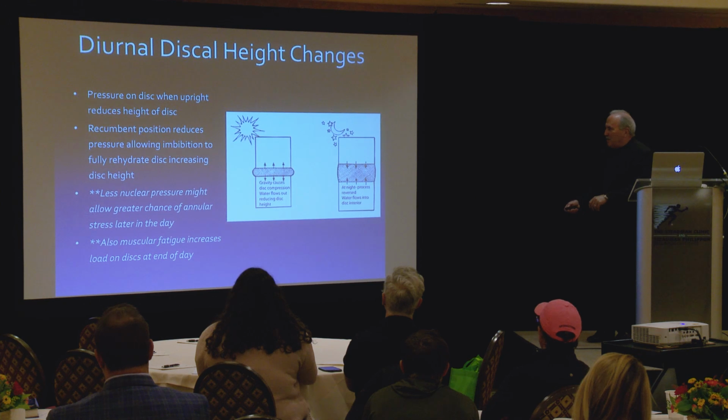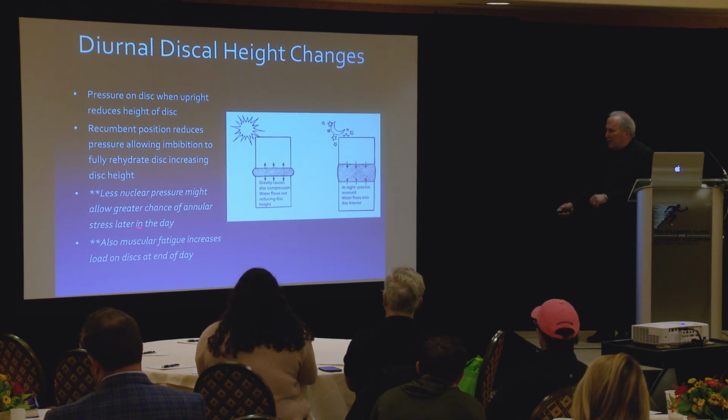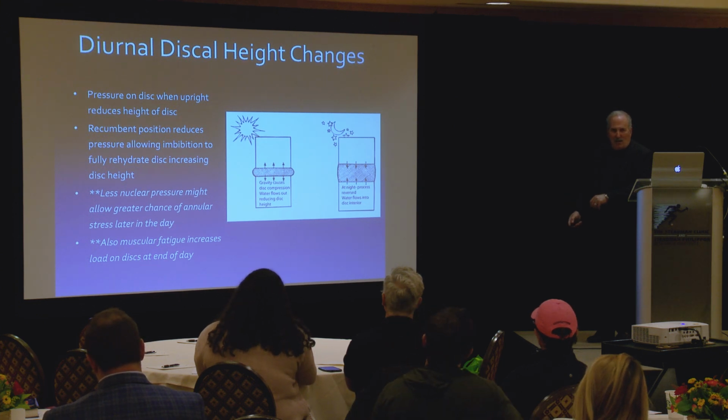Okay. So, disc height changes. Pressure on the disc when upright, we remember, reduces the height of the disc. Recumbent position reduces pressure, allowing imbibition to fully rehydrate. Theoretically, less nuclear pressure might allow greater chance of annular stress later in the day, meaning you have a higher chance of annular injury as you've been standing all day. If you're sitting in bed, eating Cheerios and watching TV, then you have less chance of injury.